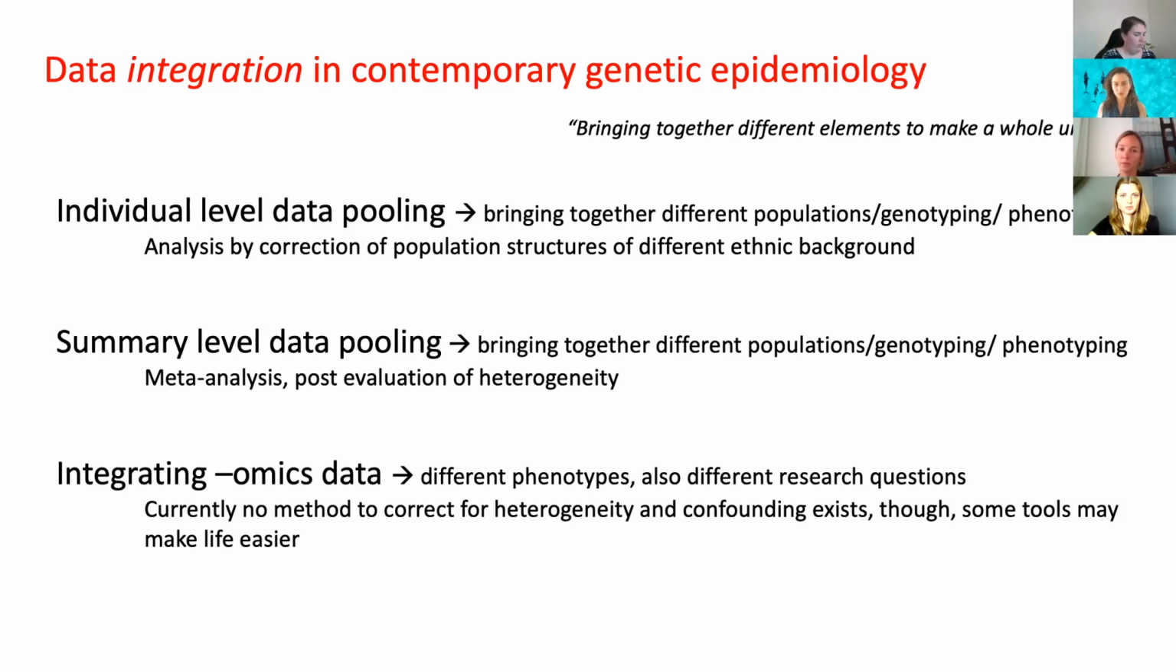You can put genetic data together and extract principal components to use for correction of population structure for cohorts coming from different ethnic backgrounds, or for cohorts coming from isolates. Or you can also adjust for, I don't know, all other demographics to make sure that your individual data pooling, at the end, the residuals are as homogeneous as possible.